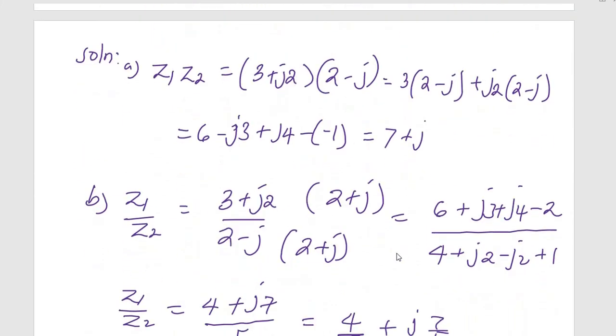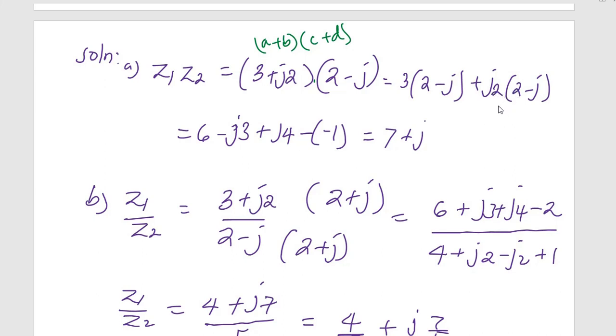So z1 z2, we just multiply as usual, as if we are multiplying real numbers, so that you have maybe (a + b) into (c + d). As usual, you get a into (c + d) plus b into (c + d). So this will be 3 times (2 - j), then plus j2 into (2 - j). So 3 times 2 will give you 6, times -j will give you -j3, then plus j2 times 2 will give you j4.